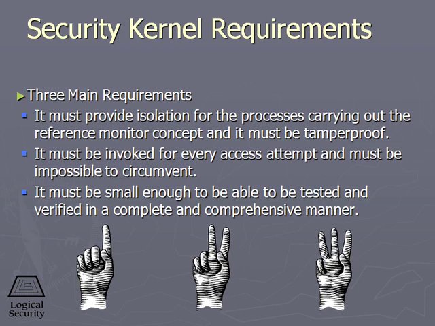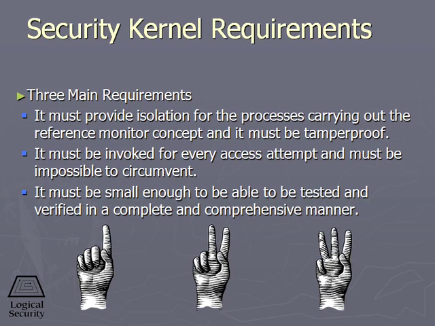So it's a boundary and it can't be tampered with, and it gets invoked 100% of the time, cannot be circumvented. Rule number three says it also must be small enough to be tested and verified completely and comprehensively. In other words, we have to be able to attest it and certify that it does provide this level of functionality and it does it 100% of the time.